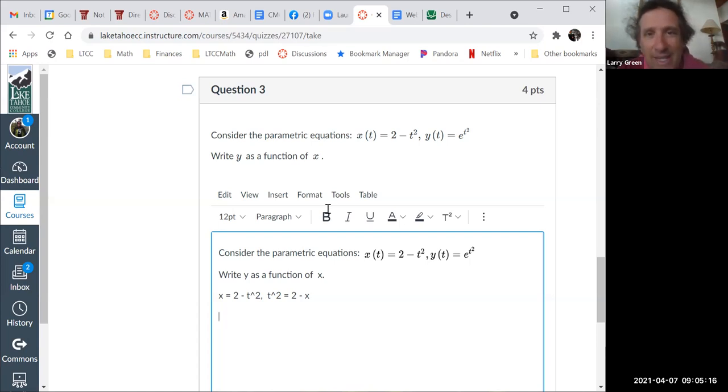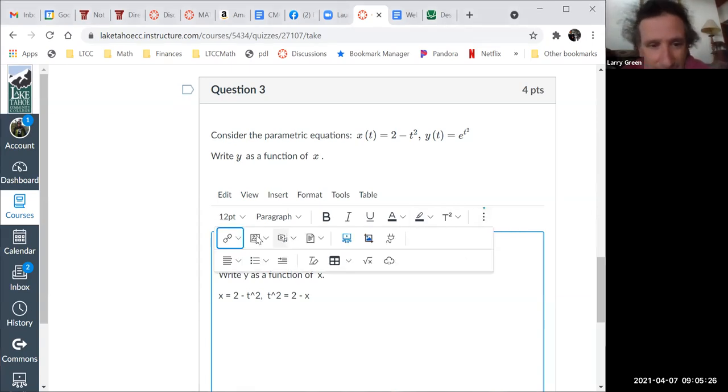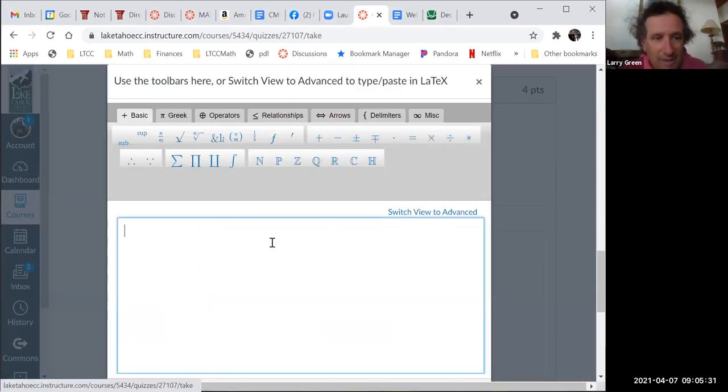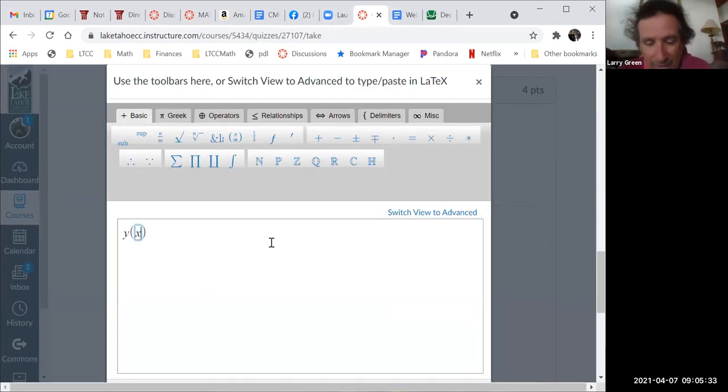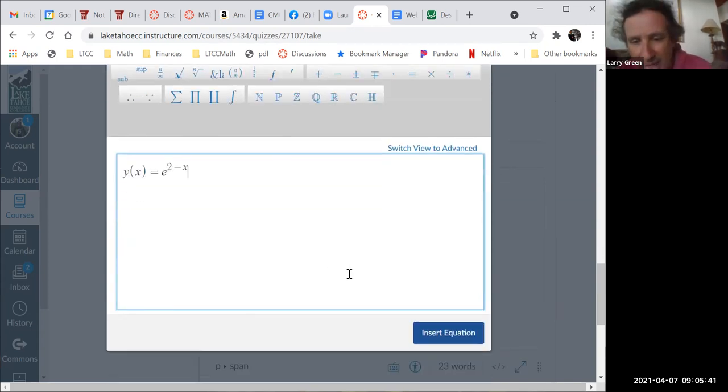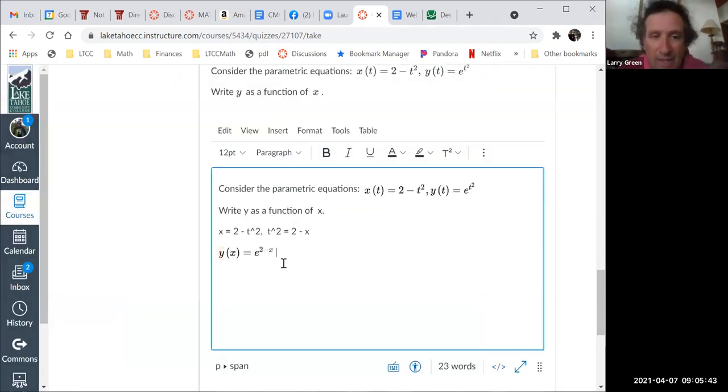And that one I think I'm going to need to do on the computer because it looks too messy if I do it in typing. So let's go, I have to do it this way. 2 minus x. There we go. So we get y of x equals e to the 2 minus x. And hit insert equation. And there's our answer.